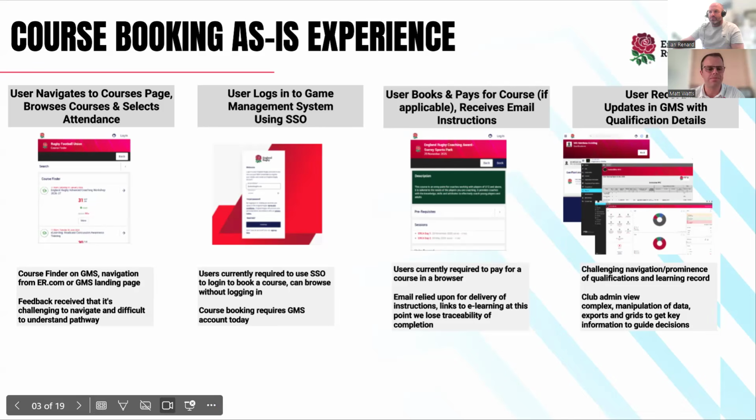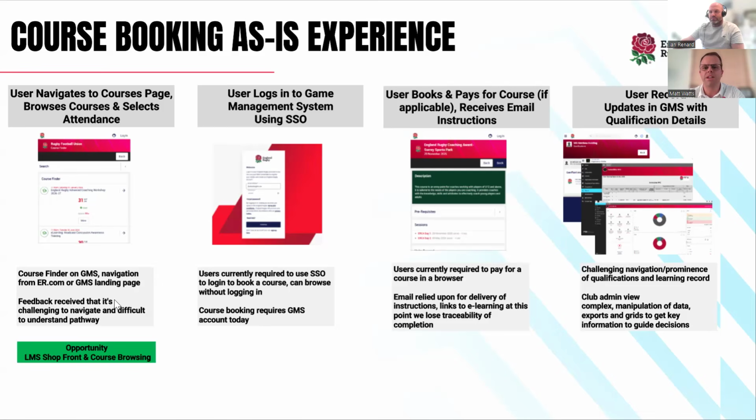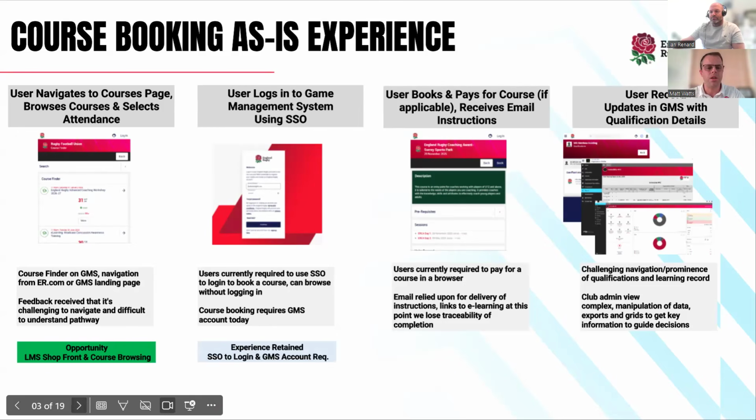So this is the current booking experience. I'm not going to spend more than a couple of minutes on here, but just to explain the differences between the current GMS course booking experience and then what you'll hopefully experience on the go live of England Rugby Learning. So at the minute, the user navigates to that course browser that we've just talked about. 1st of July, there can be 600 odd courses, limited filter options and available choices there. So a big opportunity for us through England Rugby Learning to improve that shop front and that course browsing experience.